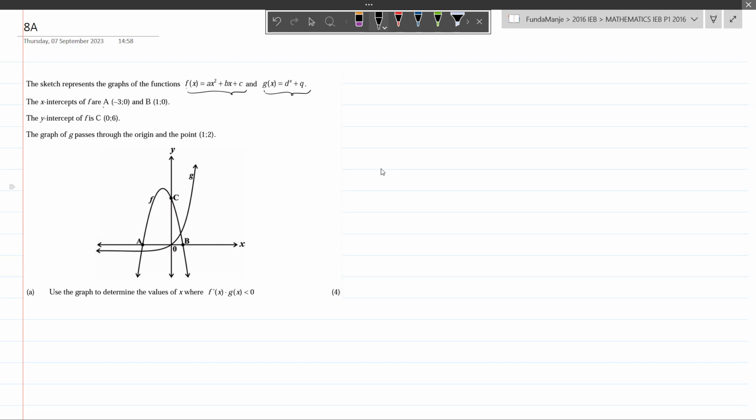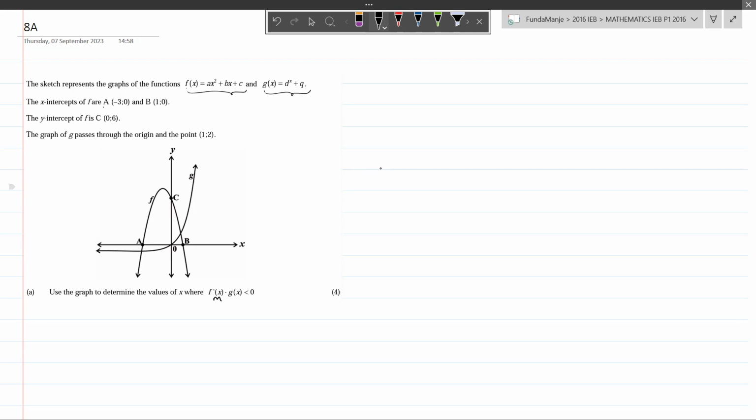The graph of g passes through the origin and the point (1, 2). So the graph of g, which is our exponential function, passes through the origin and the point (1, 2). Use the graph to determine the values of x where the gradient of f multiplied by the y value of g will be less than 0, which means it will be a negative number.